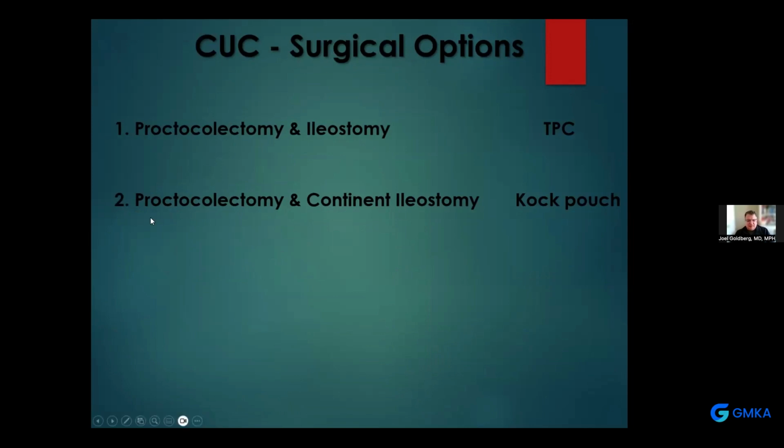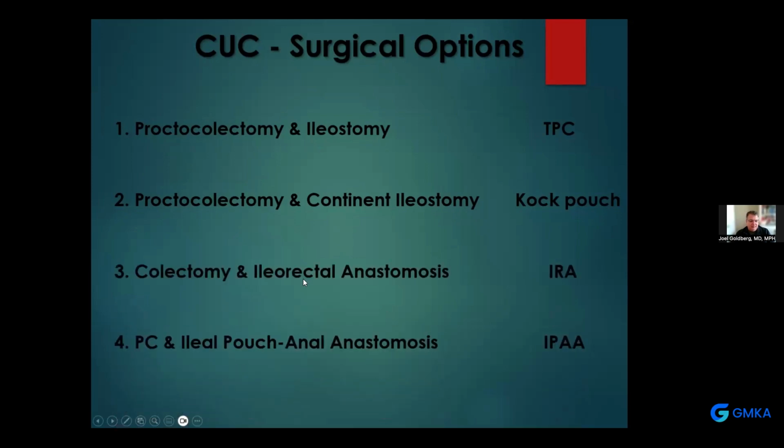The next option is, and most people don't opt for number one, and most surgeons don't offer, a proctocolectomy with a continent ileostomy, which is basically an ileoanal J pouch, but within the abdomen, and that's called a Koch pouch. The third and fourth choices are colectomy with ileorectal anastomosis and proctocolectomy with ileopouch anal anastomosis.